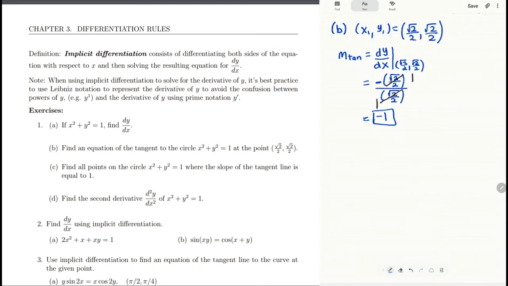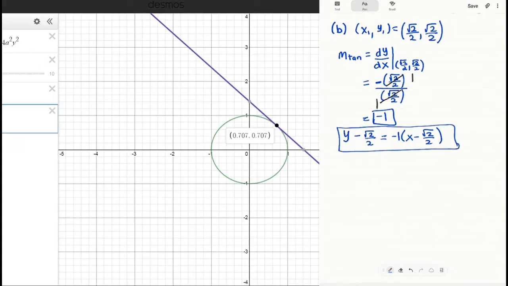And so now we can write the equation of the tangent line. We have y minus root 2 over 2 is equal to negative 1 times x minus root 2 over 2. So here is the unit circle and the coordinate root 2 over 2, comma root 2 over 2. And this is the equation of the tangent line. So we see that the equation touches the curve at only this point.